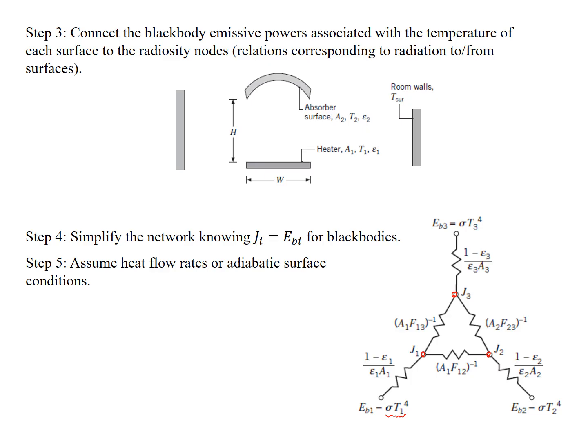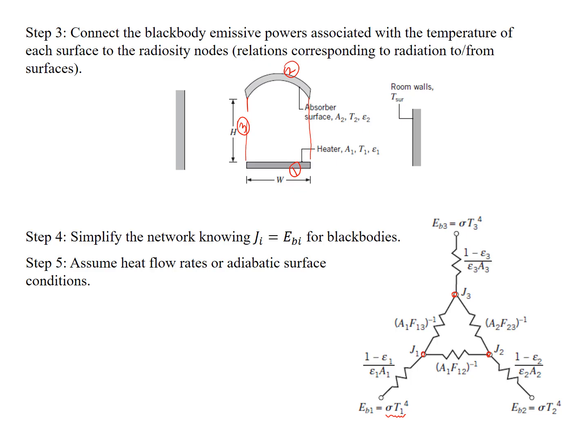Now in the next step, we simplify the network, knowing that for black bodies, your radiosity is going to be equal to your emission from the black body. Of the 3 surfaces that I have, surface 1 is the heater, surface 2 is the absorber, and for the surroundings on the sides, I'm going to call them surface 3. Surface 1 and 2 already have emissivities that are not 1. They're very obviously not black bodies.